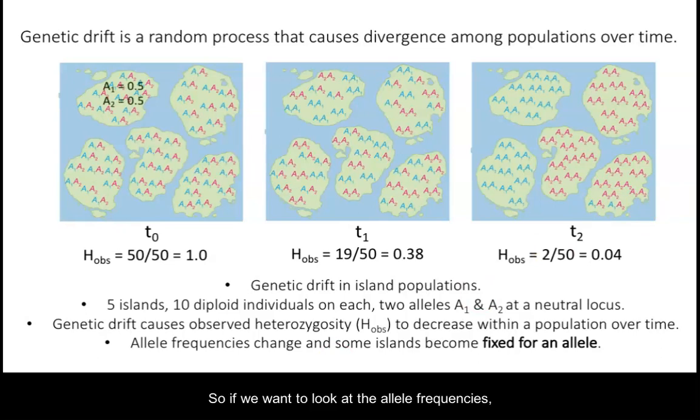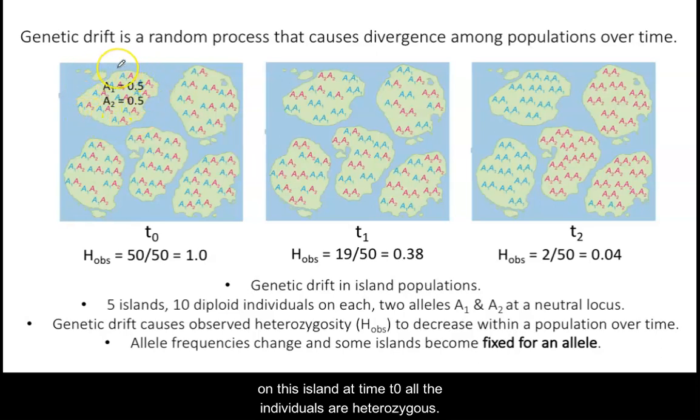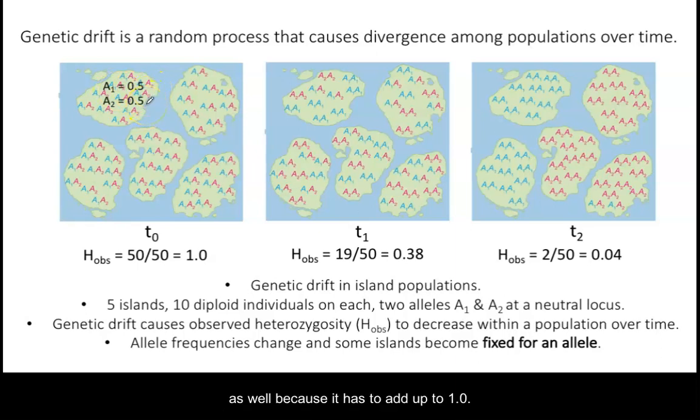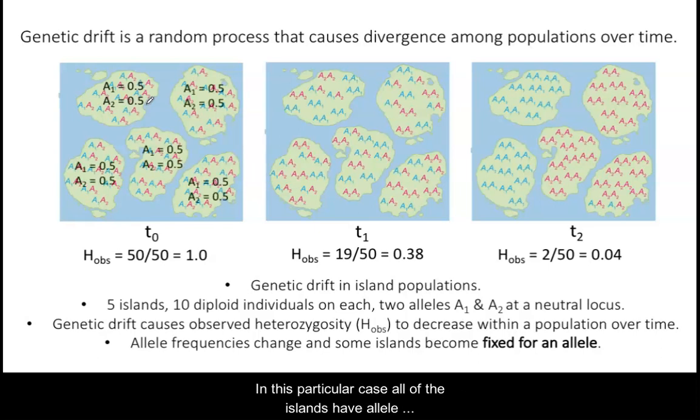If we want to look at the allele frequencies, on this island at time T0, all the individuals are heterozygotes, and if we counted up all the number of A1 alleles and divided it by the total number of alleles, we'd figure out that the allele frequency of allele A1 is 0.5. Similarly for A2, it's 0.5 as well because it has to add up to 1. In this particular case, all of the islands have allele frequencies of 0.5 for both alleles.